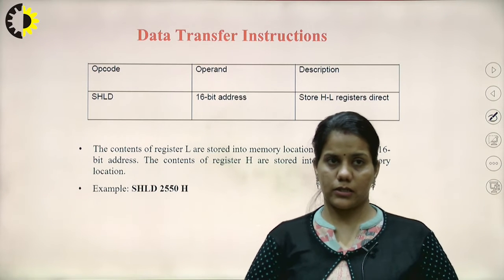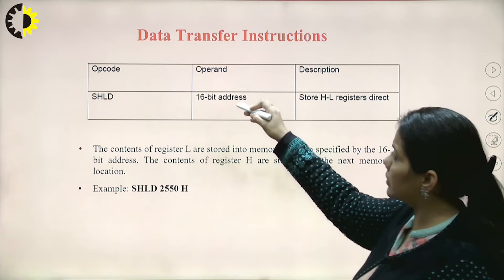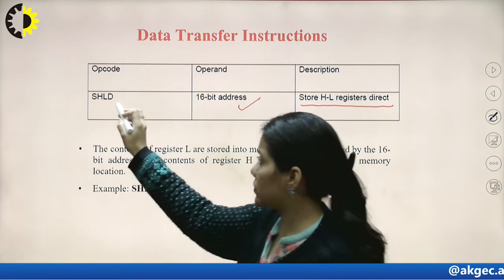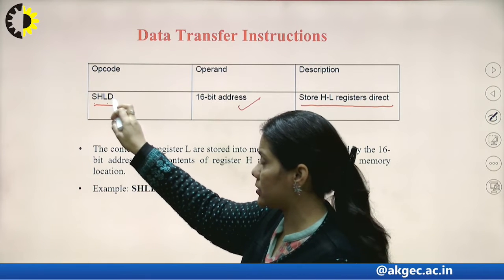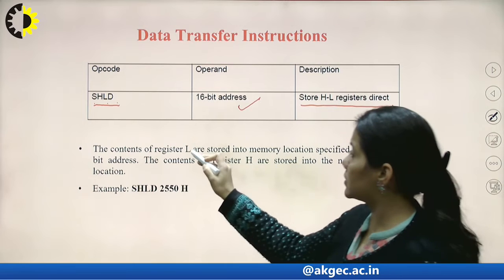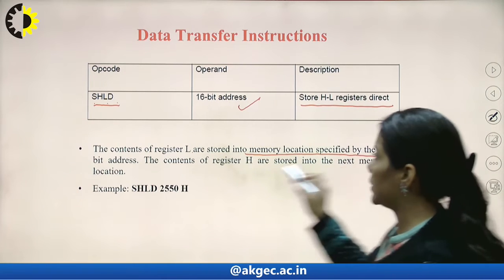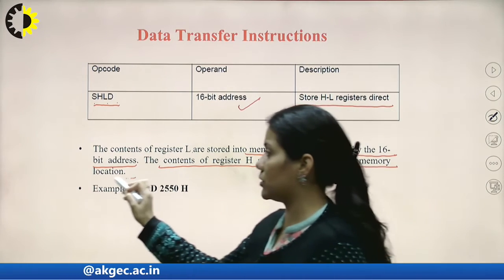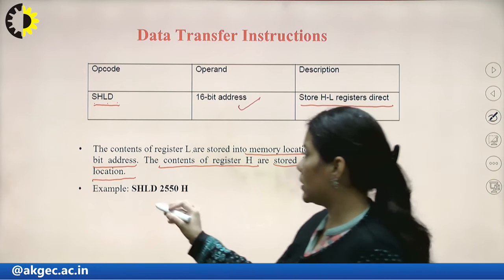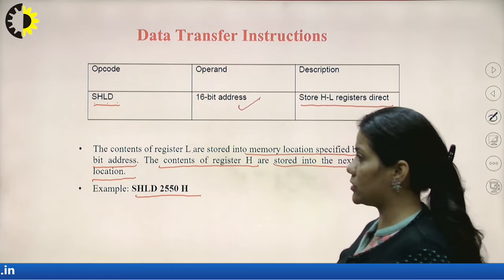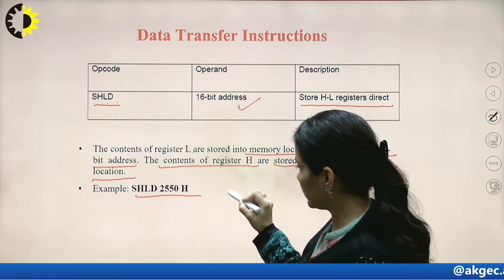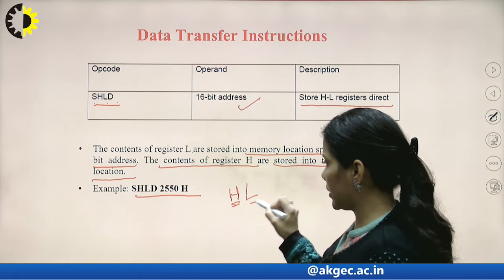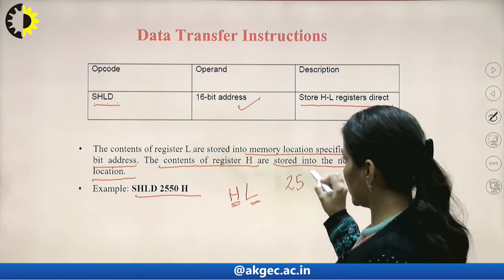Next instruction is SHLD. Operand over here is 16-bit address, and it will store the HL register directly. So the instruction can be understood as store HL register pair data directly. The contents of the register L are stored into the memory location specified by the 16-bit address. The contents of the register H are stored into the next memory location in the sequence. Means SHLD 2550H means these are the two 8-bit registers H and L. The memory location given is 2550.